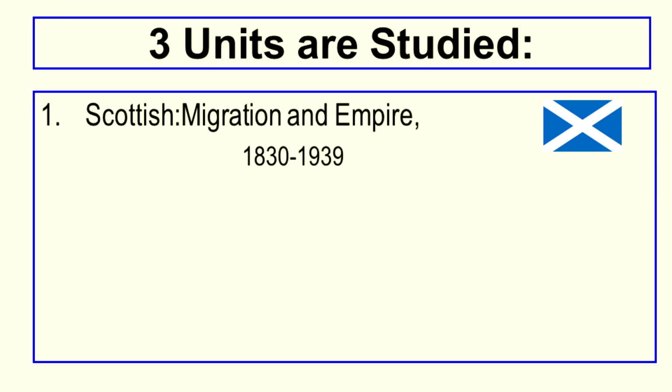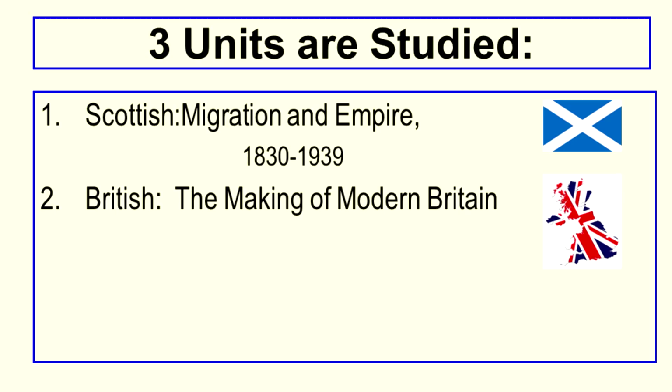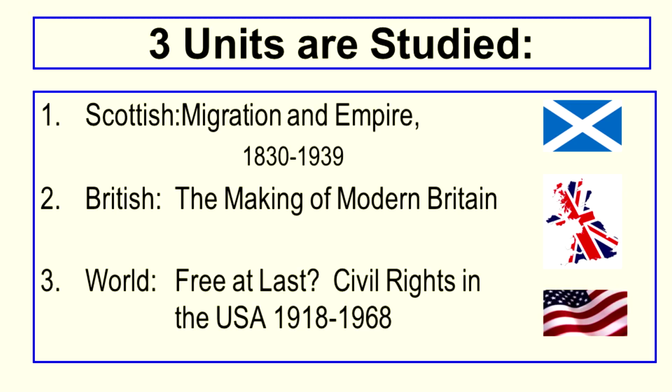There are 3 units to be studied at National 5 History. The first unit is the Scottish unit, Migration and Empire. The second unit is the British unit, the Making of Modern Britain. And the third unit is the European and World unit, Free at Last.